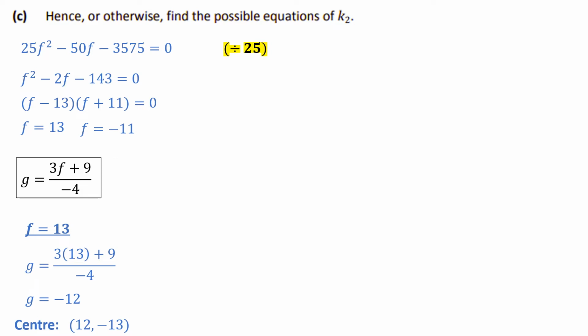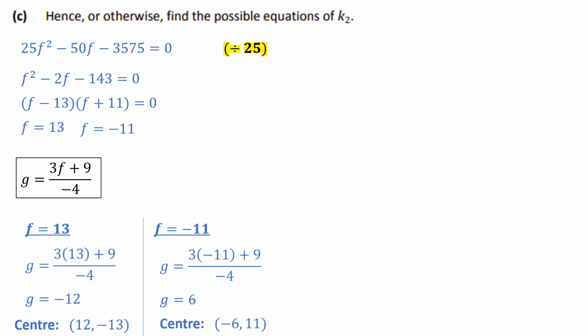So remember, the center is minus G, minus F. So the signs need to change. So when F is equal to minus 11, I sub that in, I get G equals 6. So again, the center is minus G, minus F, which gives me minus 6, 11. So now I go to make my equations.